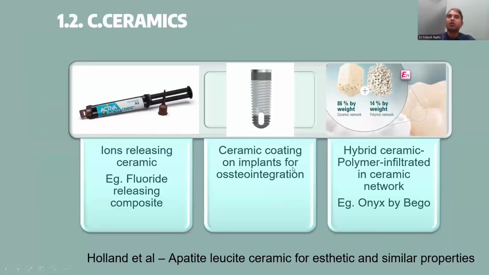The other materials are also acting as biomimetic materials, like Activa. The Activa cement releases fluoride and calcium in ample amount. It is a bulk-filled resin and it is a good agent for remineralization. A ceramic coating around the implant also helps to have better osseointegration. But the most interesting thing that I see in the field of prosthodontics is the hybrid ceramic, the polymer infiltrated ceramic network. Enamic is a material by Vita which contains a ceramic network infiltrated with polymer and gives us better strength and better aesthetics.